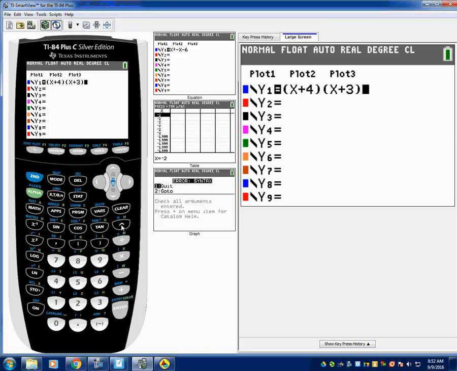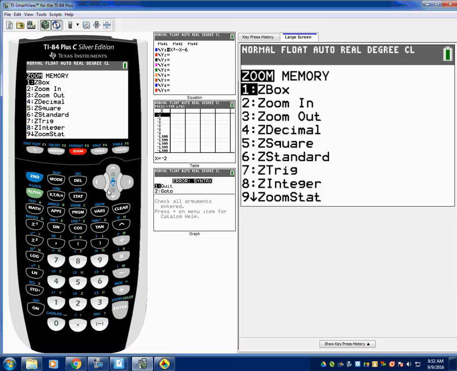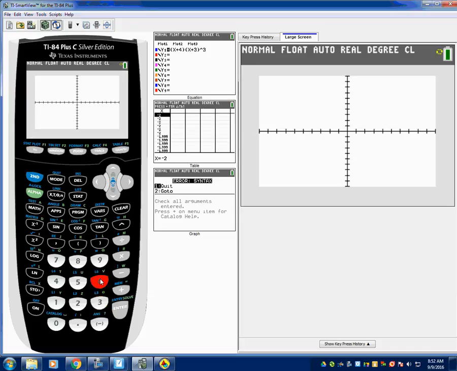Cubed. There it is, x plus 4, x plus 3 cubed. Because we've changed around our windows a lot, you might want to hit zoom after you type that in. And then ZStandard, number 6. Let's see what it ends up looking like.